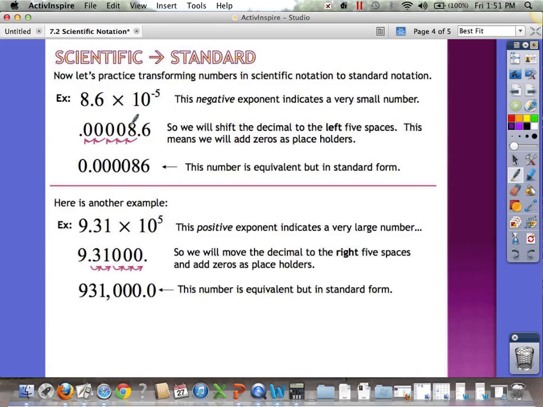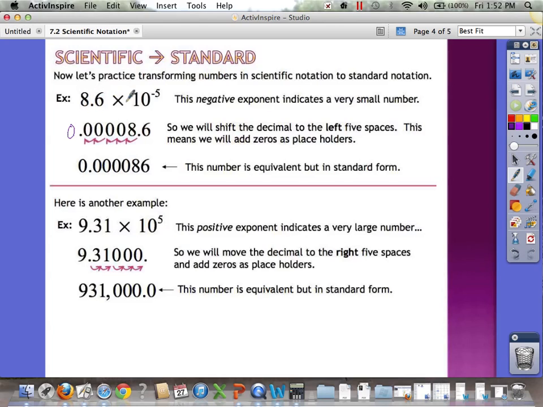So if you don't have any more spaces, you have to make placeholders and put a 0 there. Okay? So you're going to shift and make placeholders, and every time you have a little placeholder, you put a 0. So this will become 0.000086, which is a very small number, smaller than 1. And if it helps you to put a 0 right here, so that you'll know that it's a smaller number, that's fine, okay? But that is going to be your final answer.